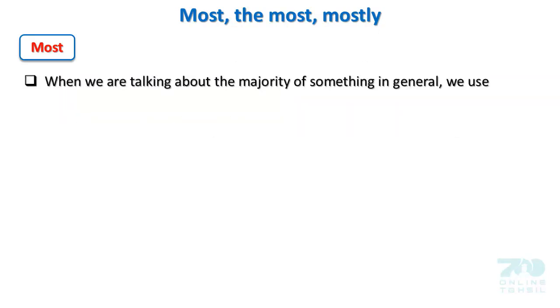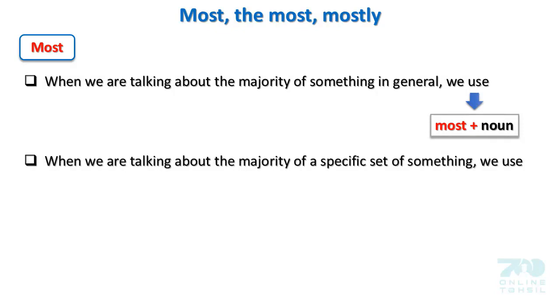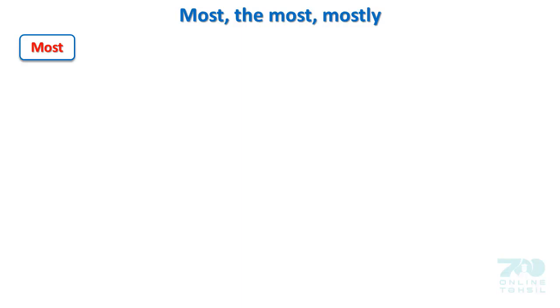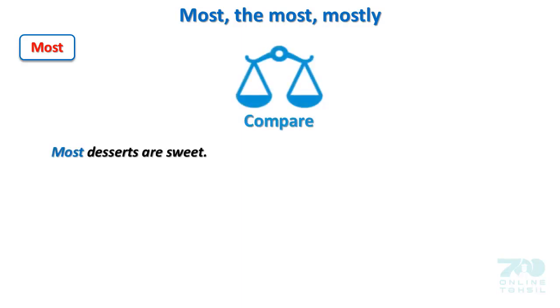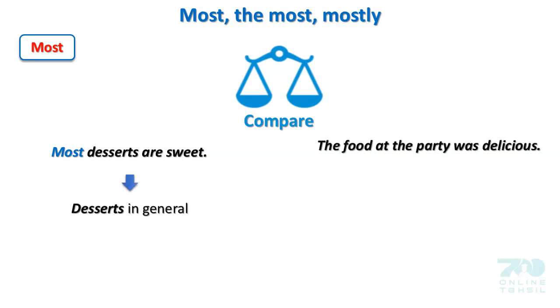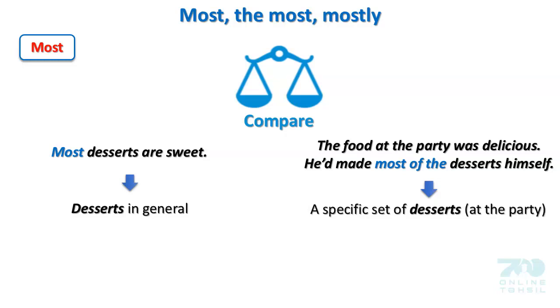When we are talking about the majority of something in general, we use most plus noun. When we are talking about the majority of a specific set of something, we use most of the plus noun. Compare: Most desserts are sweet. Desserts in general. The food at the party was delicious. He had made most of the desserts himself. A specific set of desserts at the party.